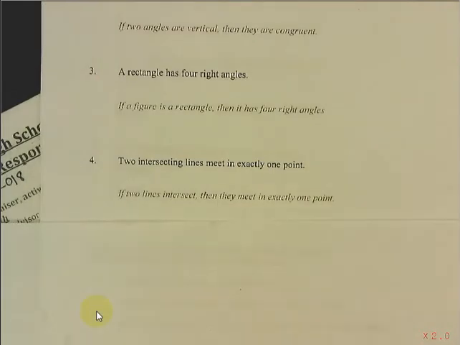All right, here are the answers to 3 and 4. Hopefully you got those right. If a figure is a rectangle, then it has 4 right angles. And if 2 lines intersect, then they meet in exactly 1 point.